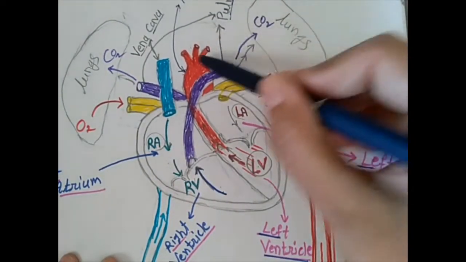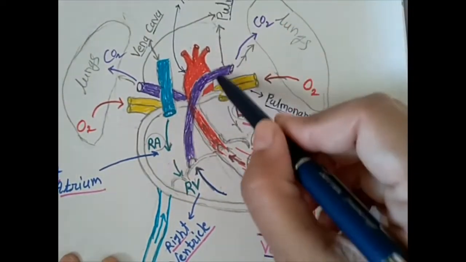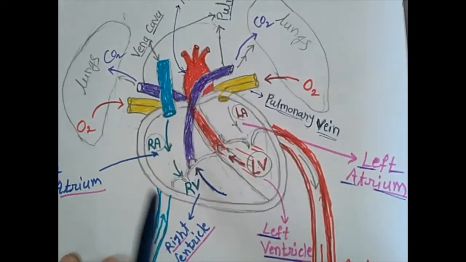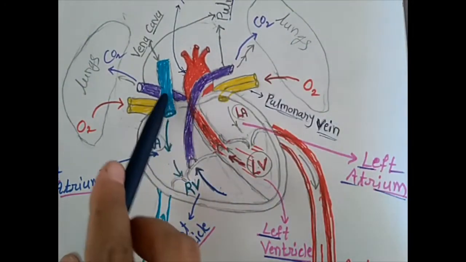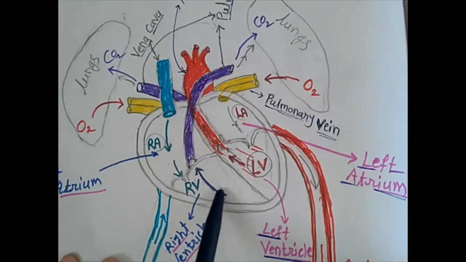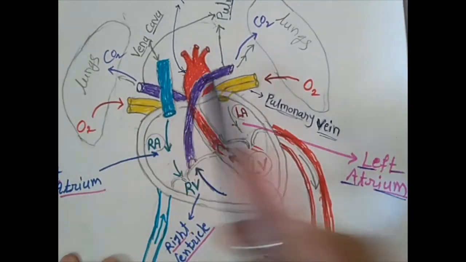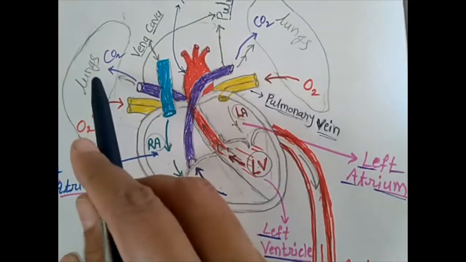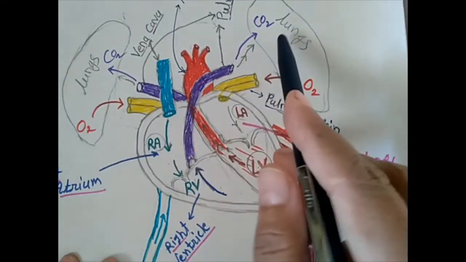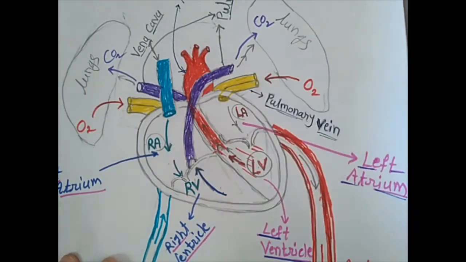And this pulmonary artery carries deoxygenated blood from the right ventricle. It is pumped out from the right ventricle towards the lung, and in lungs that blood releases carbon dioxide, and again the blood absorbs oxygen here inside the lungs. And after absorbing oxygen, the blood now has oxygen.